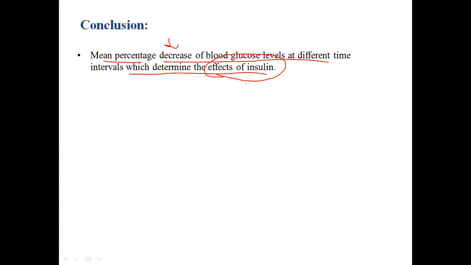So this is the experiment. Now we can use this concept for research purposes. We can prepare groups like group 1, which is the normal control, then group 2, which is insulin, and group 3 is your test drug.